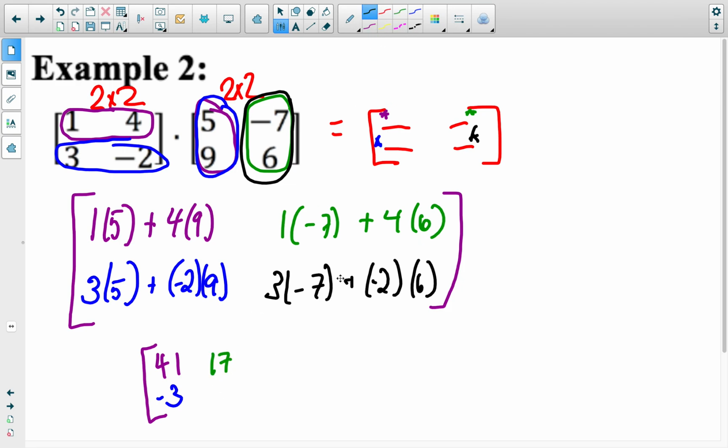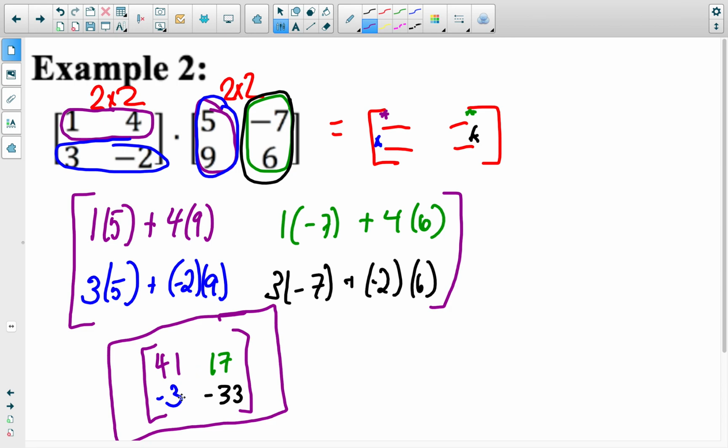And then our bottom right number, 3 times -7 plus -2 times 6, we will get -33. That's going to be our matrix. We have a 2 by 2 matrix with those values for its rows and columns. Okay, so take a second and just notice what's going on here.